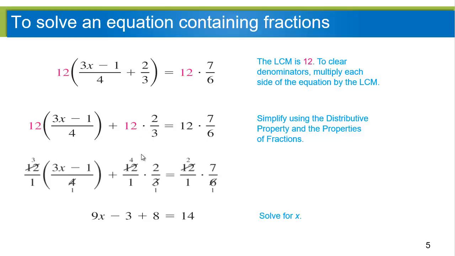12 divided by 3, that's 4. That leaves me with a 4. 12 divided by 6, that's 2. That leaves me with a 2. So now I get 3 times this stuff, 4 times this, and 2 times this.